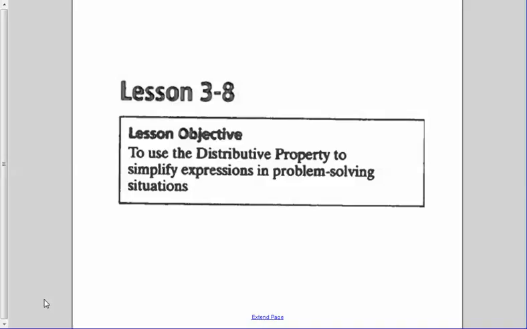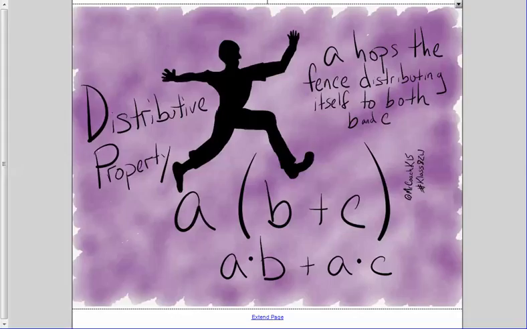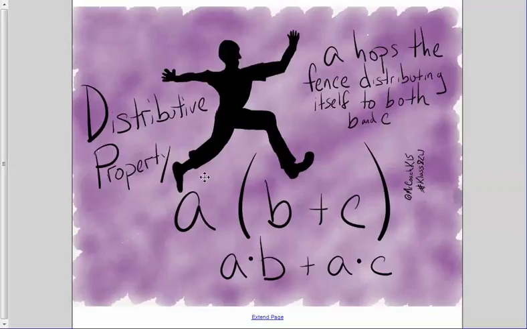In lesson 3.8, we're going to start looking at using our distributive property to simplify expressions in problem-solving situations. Our distributive property, the sketch note, is when we have a factor outside of two addends combining, and they're in parentheses.